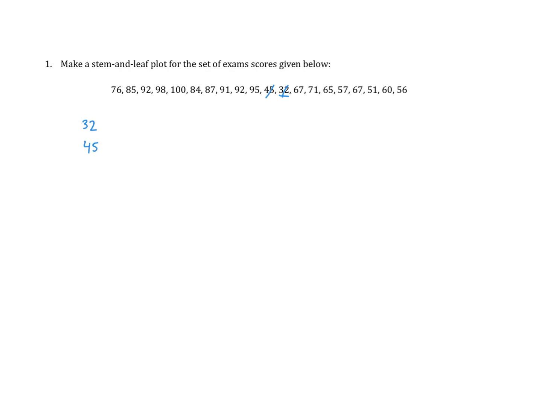And then in the 50s, I've got 53, 57, 51, and 56. So I'm going to list those in order, 51, 56, and 57. In the 60s, I've got 67, 65, 67, and 60. So listing those in order, 60, 65, 67, and another 67. Okay, let me cross all these off.